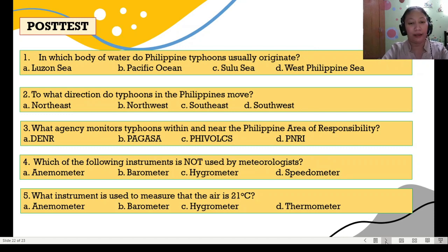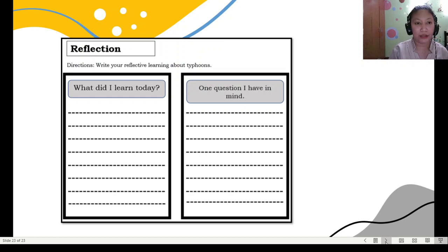So, let's check. Number 1, correct answer is B. Pacific Ocean. Number 2, it's B. Northwest. Number 3, it's B. PAG-ASA. Number 4, it's D. Speedometer. And number 5, it's D. Thermometer. So, I hope you learned something and then you can now answer the reflection.